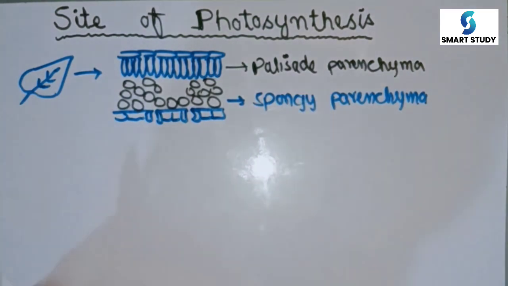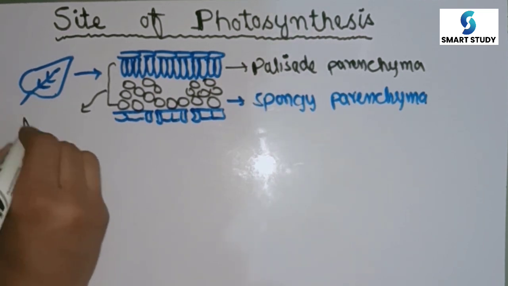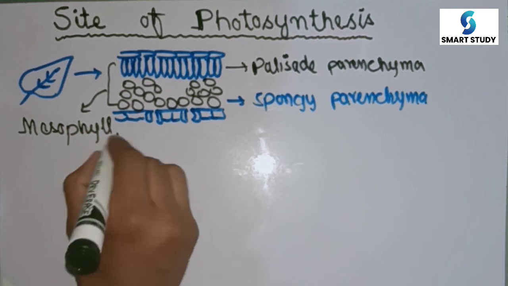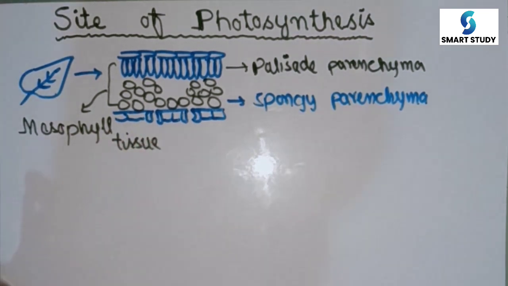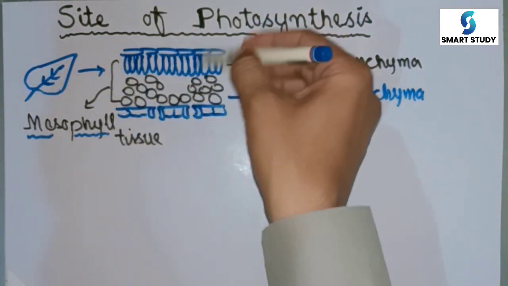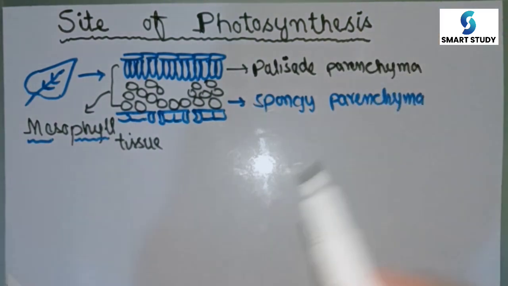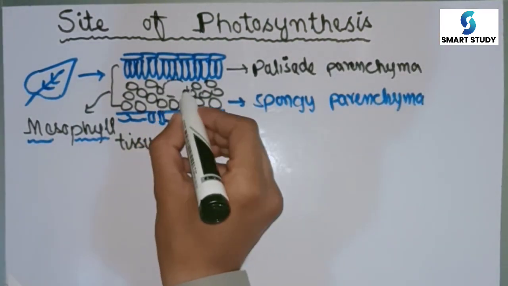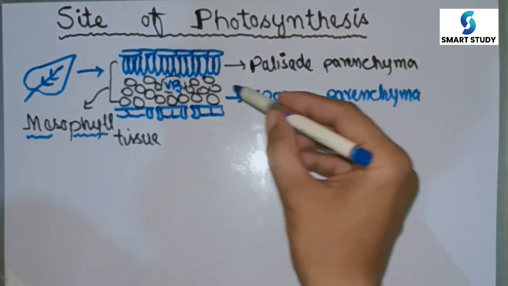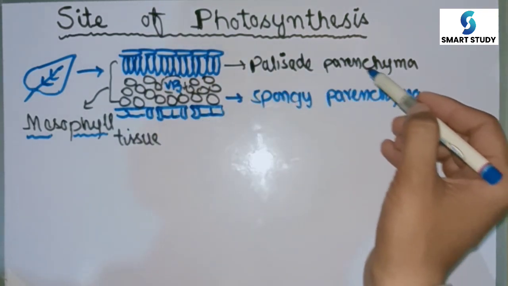The palisade and spongy parenchymatous cells combinedly are known as mesophyll tissue. Meso means between and phyll means leaves. The cells which are present between the leaves are actually composed of palisade and spongy parenchymatous cells. In between we can find the vascular bundles. Photosynthesis takes place in mesophyll tissue, which contains palisade and spongy parenchymatous cells.